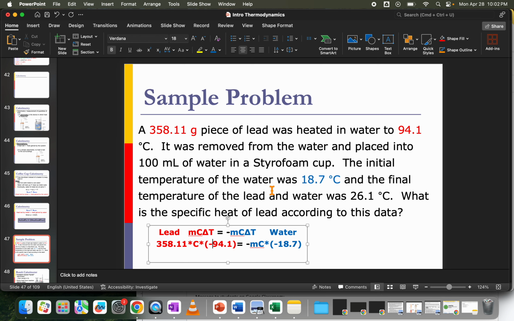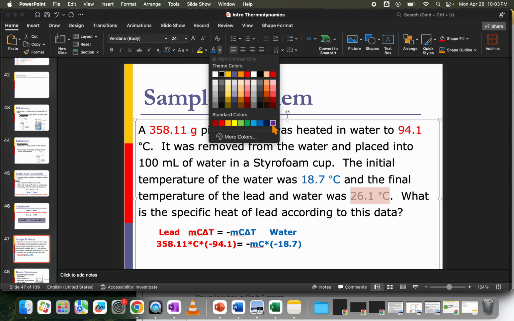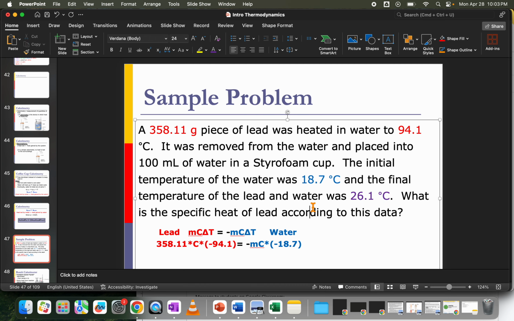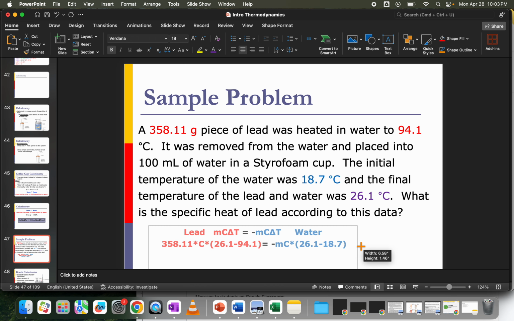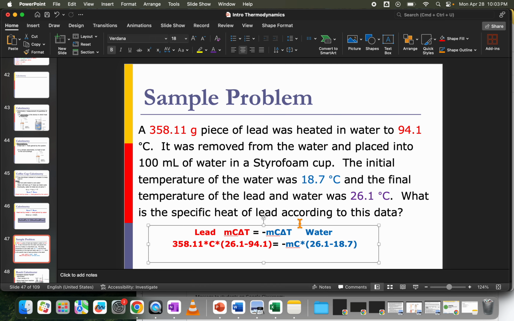And the final temperature of the lead and water was 26.1. So this value is both of them. I'm going to make it purple because it's blue plus red. So we need to have 26.1 and 26.1 as our final temperature. So we need to take our final minus the initial.